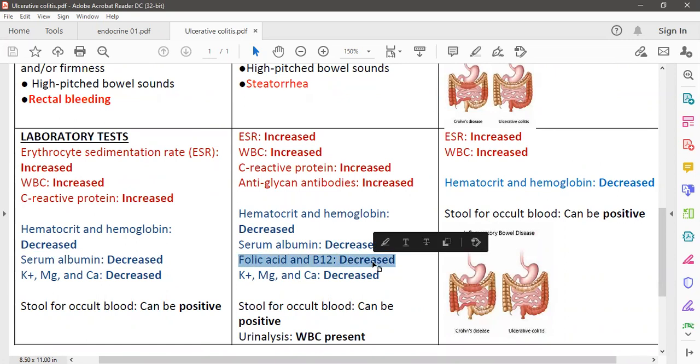So what is our intervention? We monitor the electrolyte level. We monitor the input and output chart, because the patient has a chance to develop hypokalemia, and hypokalemia leads to dysrhythmia, and dysrhythmia leads to cardiac arrest. So if any patient gets admitted because of ulcerative colitis, Crohn disease, or diverticulitis complication, we give them nothing by mouth.